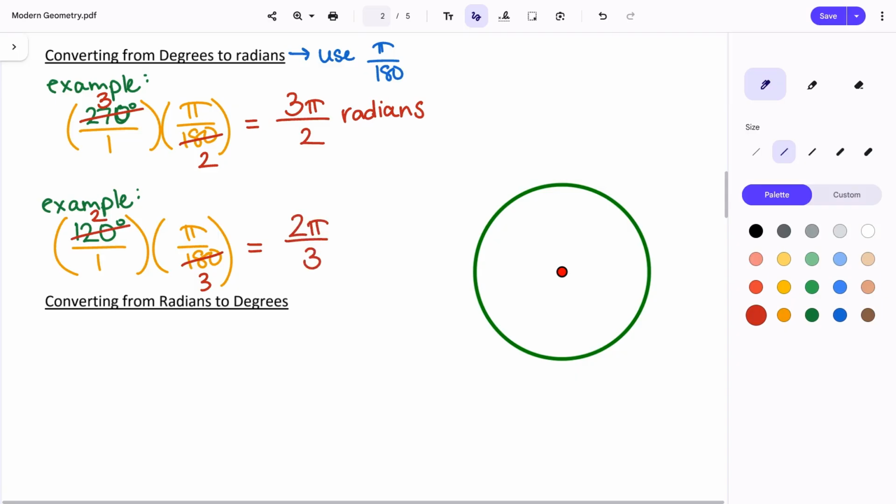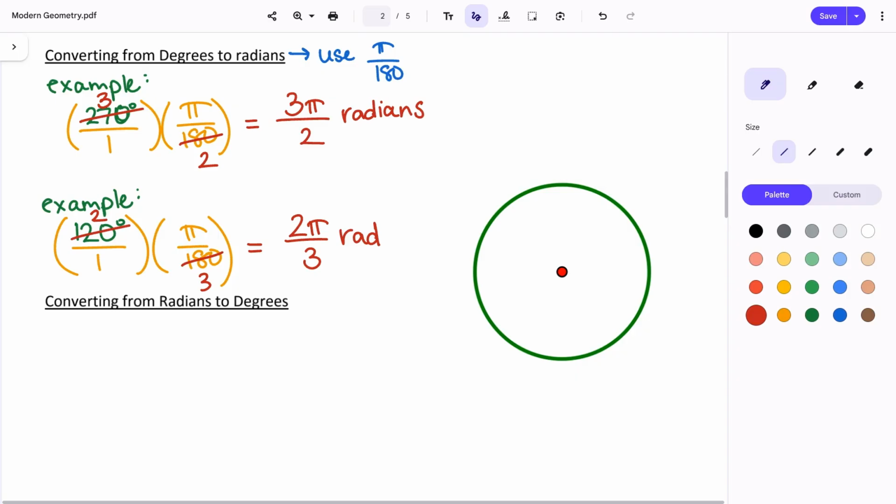Again, radians. Now you could write out radians again, but you might also see someone write it like this, RAD. That's short for radians in math. So if you want to abbreviate radians, you can by just saying RAD. All right, questions on how to go from degrees to radians?